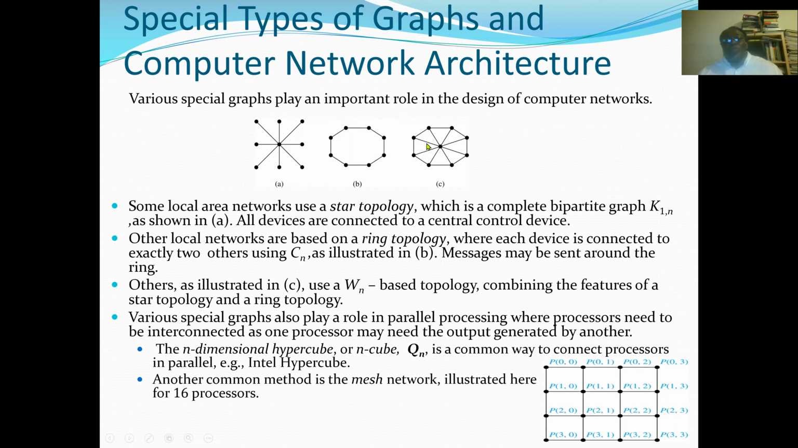Then we have the example. Here we say some local networks use the star topology, which is a complete bipartite graph, K1,n, as shown in figure A. So this is our star topology computer network. All devices are connected to the central control device, which we call the hub. Other local networks are based on a ring topology, where each device is connected to exactly two others using Cn, as illustrated in B.